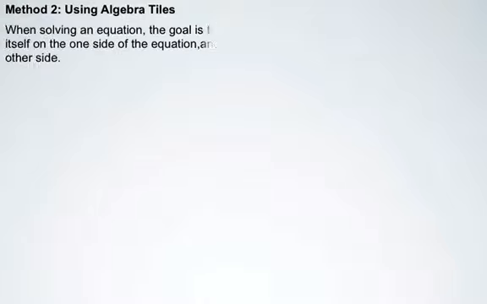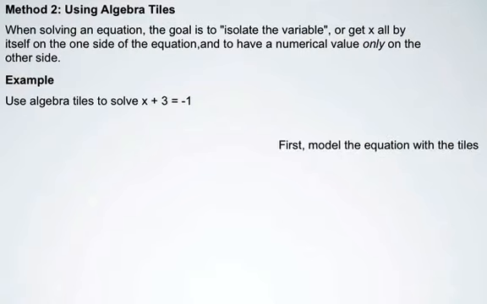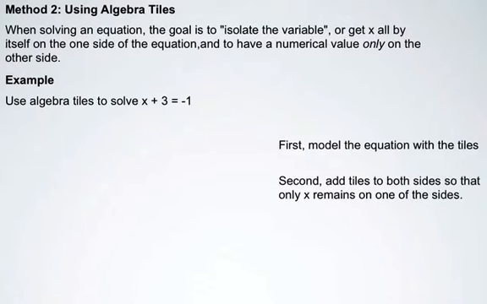Using algebra tiles. So now again, we can use algebra tiles in order to solve equations. So to solve an equation, the goal is to isolate the variable or get the x all by itself on one side and to have a numeric value only on the other side. So we're going to use algebra tiles to solve x plus 3 equals negative 1. So first we're going to model the equation with tiles. And then second, we're going to add tiles to both sides to keep it balanced, and then applying zeros so that only x remains on one of the sides.